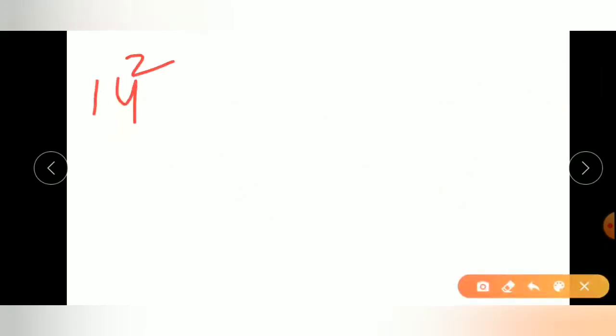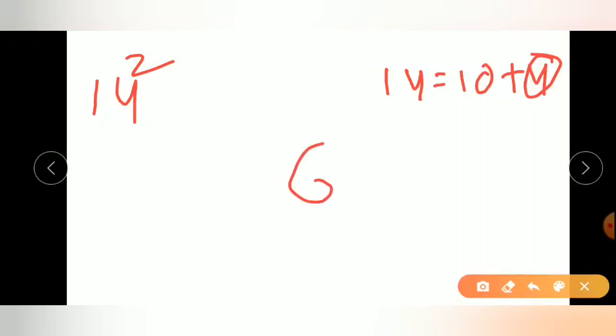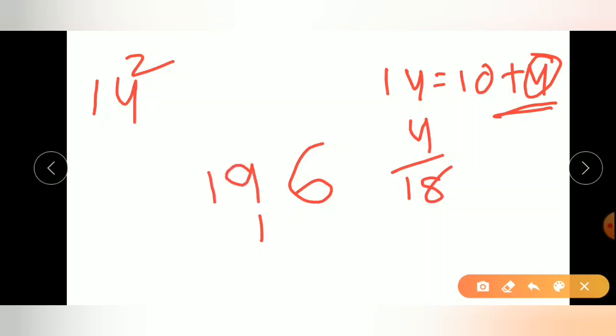Next, 14 square. 14 equals 10 plus 4. So we have to square this 4. The square of 4 is 16, so 6 and 1 carryover. Because this is more than 10, we have to add. If it is less than 10, we subtract; if more, we add. This becomes 18. We write here 18, but 1 carryover is there. So by adding 1 to 18, this is 196.